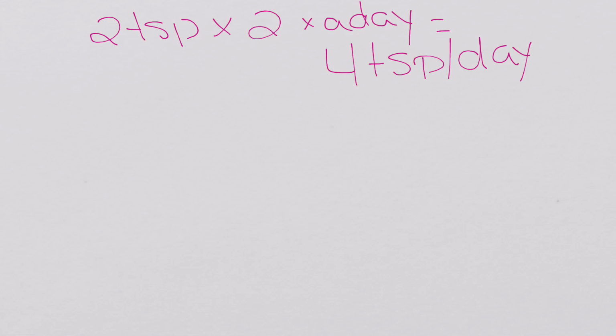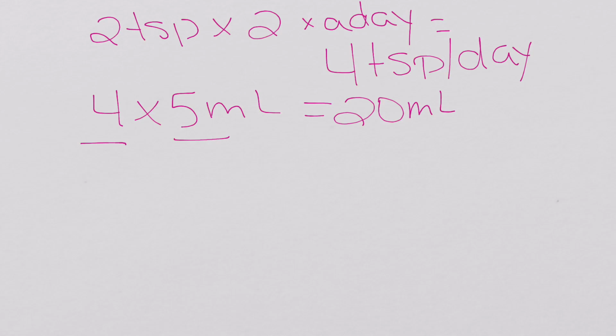But it's asking us how many milliliters. So if in our note 1 teaspoon is equal to 5 mLs, we would do 4 times 5, because they're taking 4 teaspoons a day, times 5 mLs. That would equal 20 mLs per day.